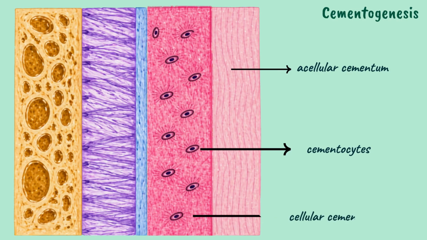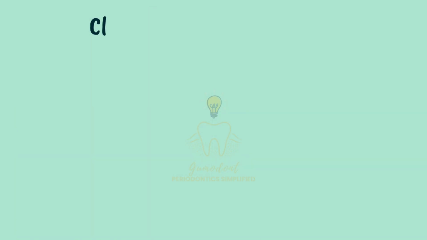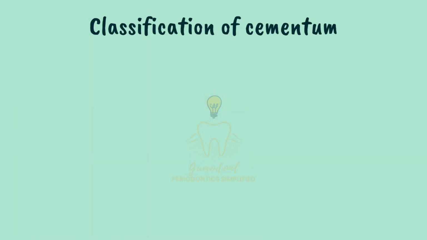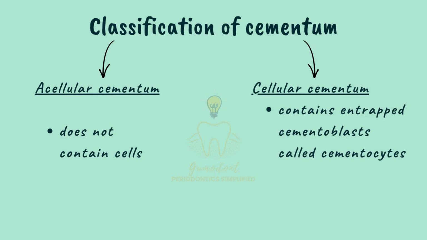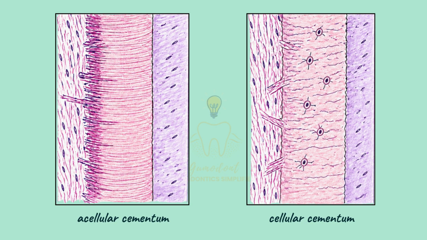Leading to the formation of cellular cementum. Let's move on to its classification. Cementum is broadly classified based on the presence of cells. Acellular cementum does not contain cells, and cellular cementum contains entrapped cementoblasts called cementocytes. It is important to clearly understand the basic differences between these two.